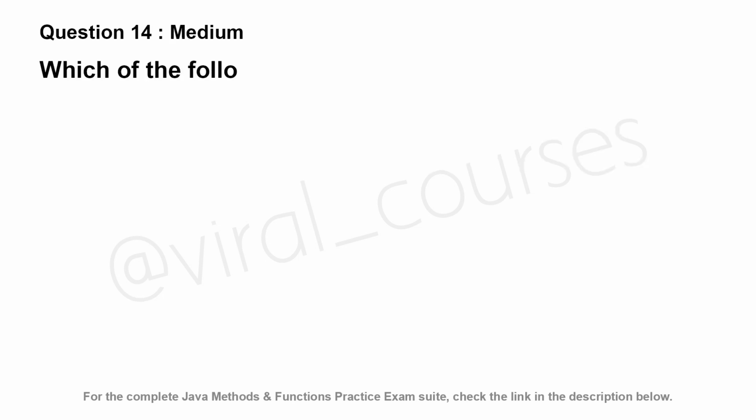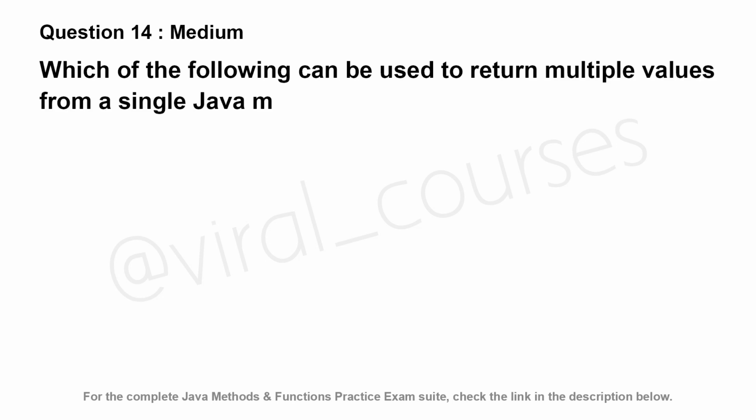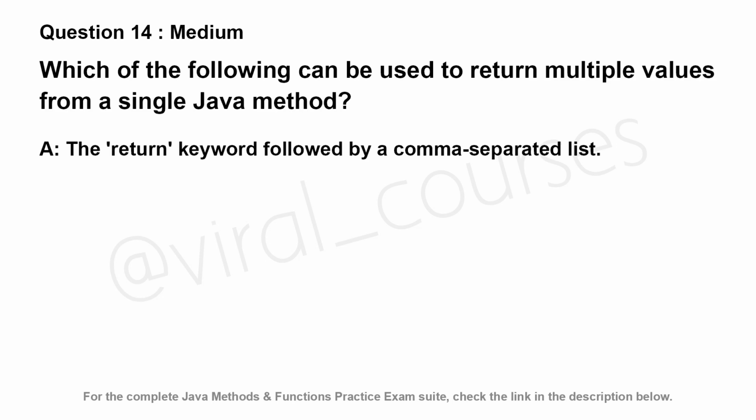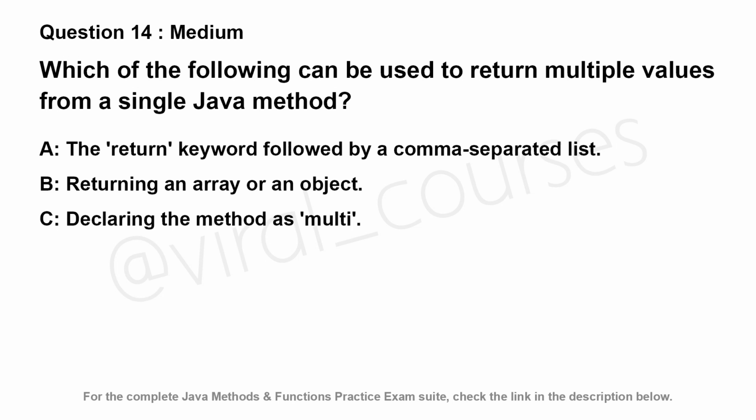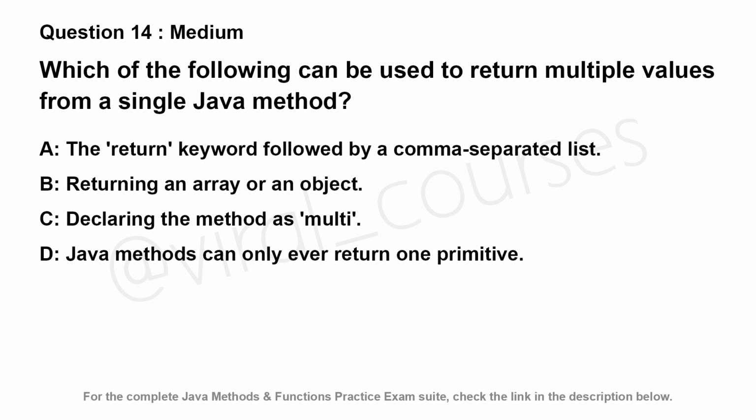Which of the following can be used to return multiple values from a single Java method? Option A. The return keyword followed by a comma separated list. Option B. Returning an array or an object. Option C. Declaring the method as multi. Option D. Java methods can only ever return one primitive.